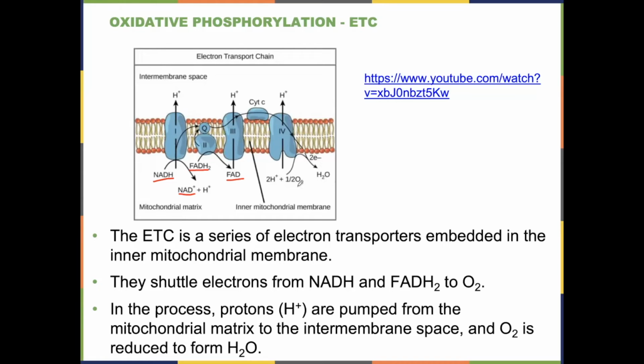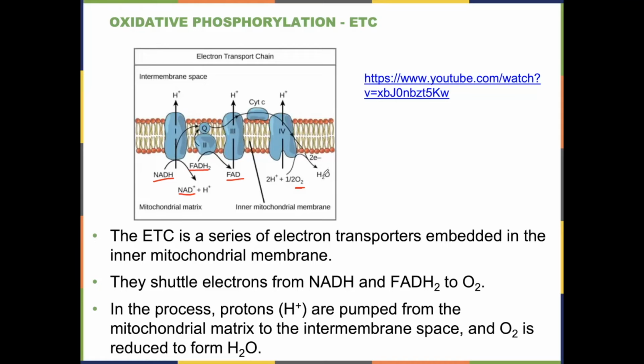And that's actually where the oxygen comes in. So oxygen in this process of oxidative phosphorylation serves as the final electron acceptor. And when oxygen takes on these electrons, again, since it's gaining electrons, that means it's being reduced in this process. When oxygen is reduced, it combines with some hydrogen ions to form water.